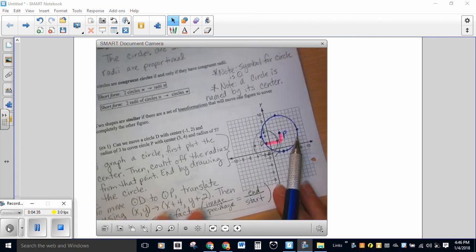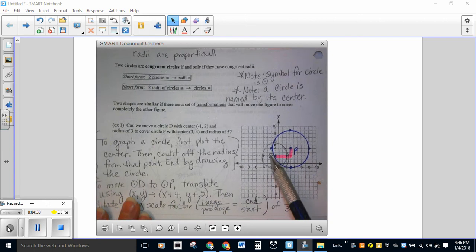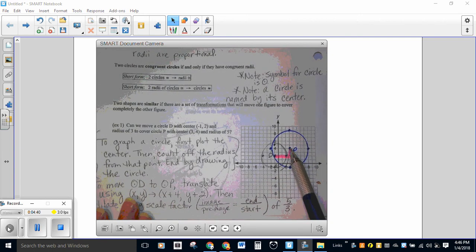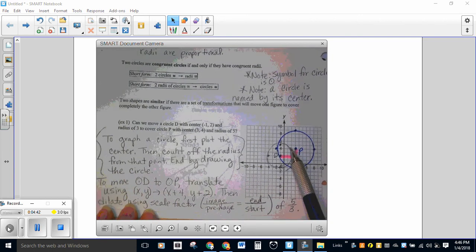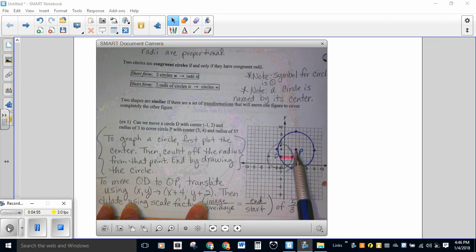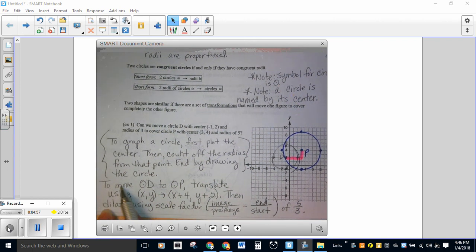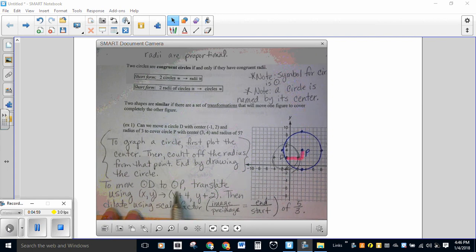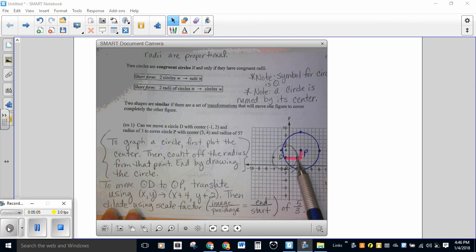Then in order to move it, we want to move point D so that it ends up where point P is. So in order to do that, I'm first going to translate it, which means I'm going to slide it to the right and then slide it up. Right's positive, up's positive. So I'm going to slide it to the right 4, and I'm going to go up 2. So in order to move circle D to circle P, I'm going to translate it using (x, y) such that x plus 4, y plus 2, that means all my numbers move to the right 4 and up 2.